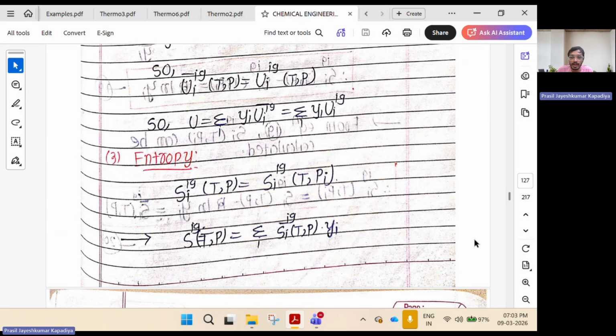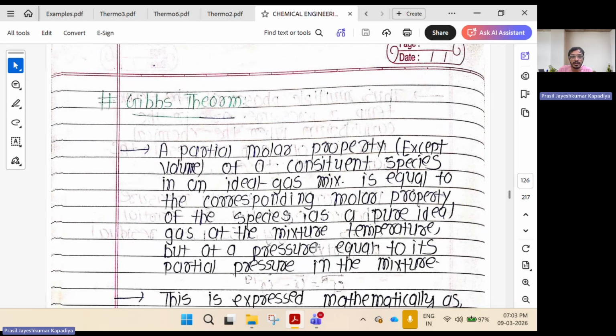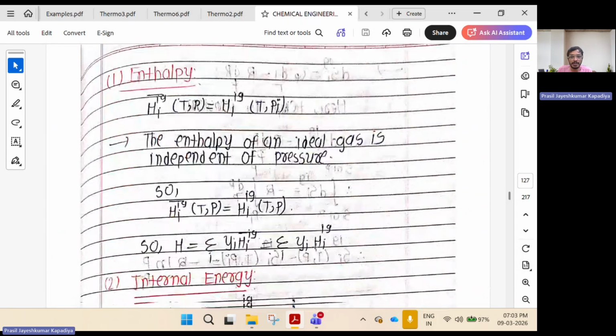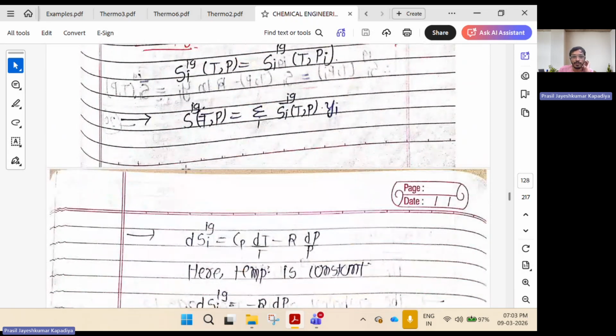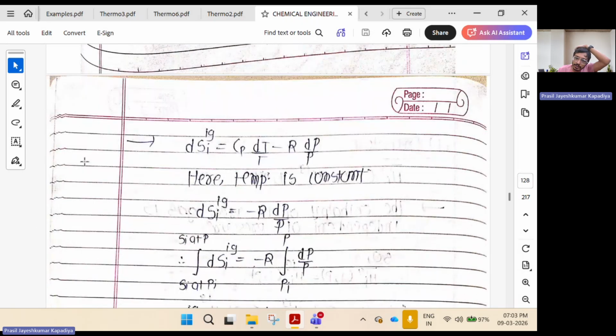Now, entropy is not independent of pressure. Entropy depends on pressure, so we need to derive it. What is the entropy change in an ideal gas? We have derived the equation dS^ig = (Cp/T) dT - (R/P) dP. Let's say I am dealing with isothermal conditions. So the first term is going to be zero, and I'm left with dS^ig = -(R/P) dP.